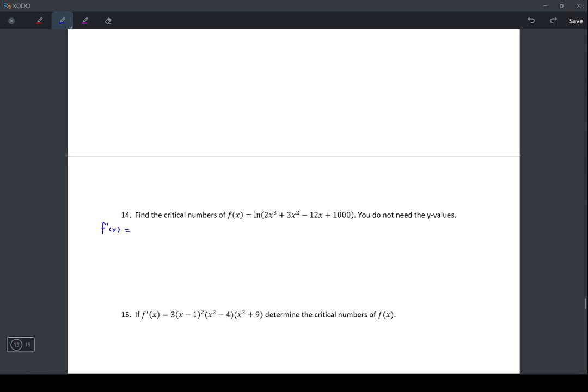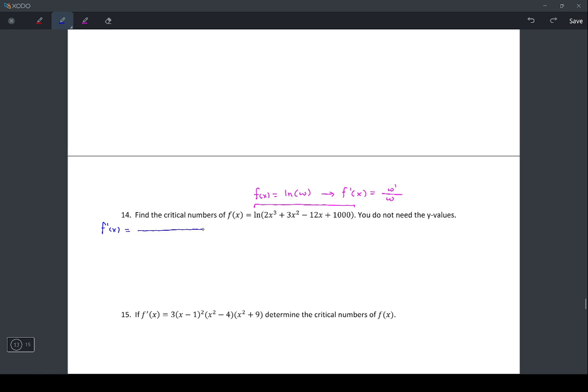Before taking the derivative, I'm going to identify what type of derivative this is. This is a function f of x equals the ln of w. And when we take the derivative of ln of w, we get w prime divided by w. That's our special rule for the derivative of the natural log function.